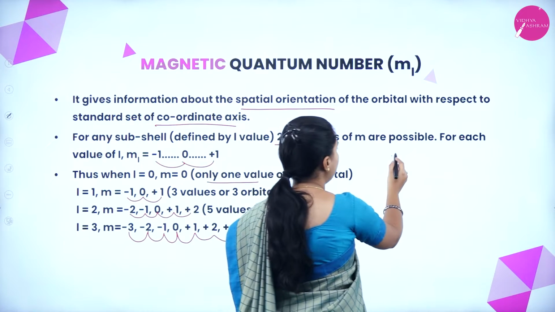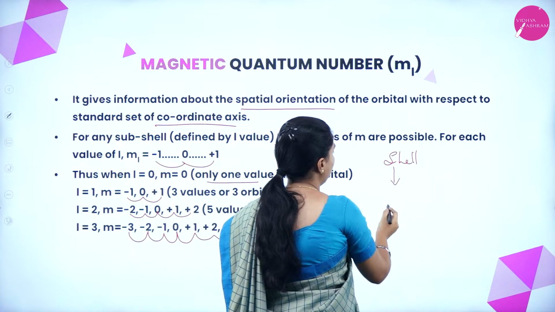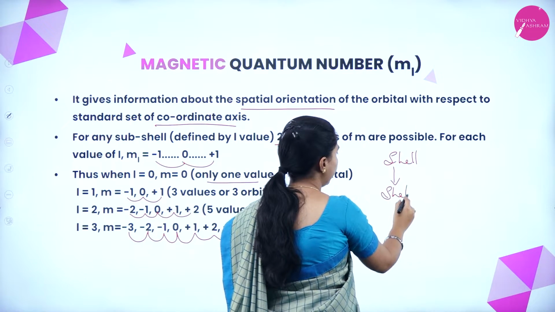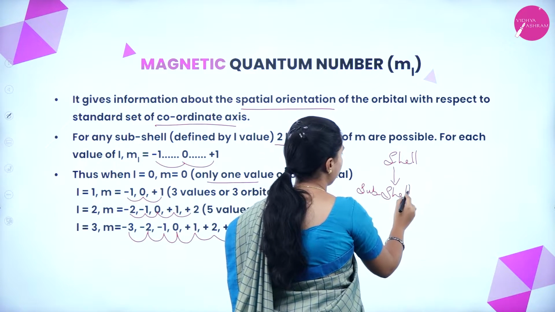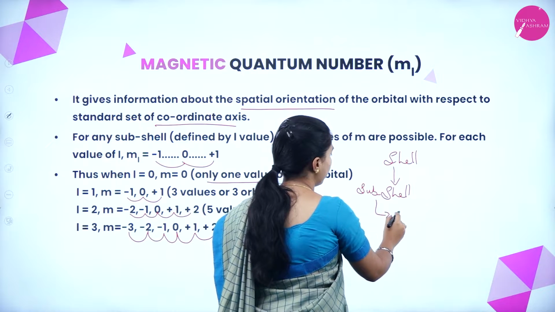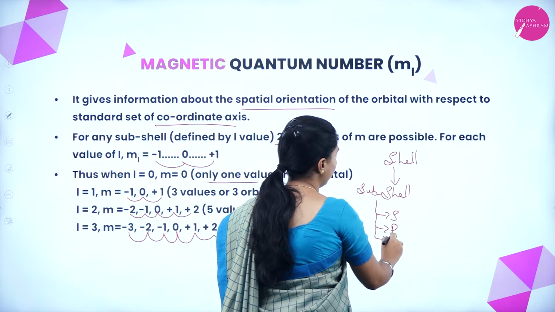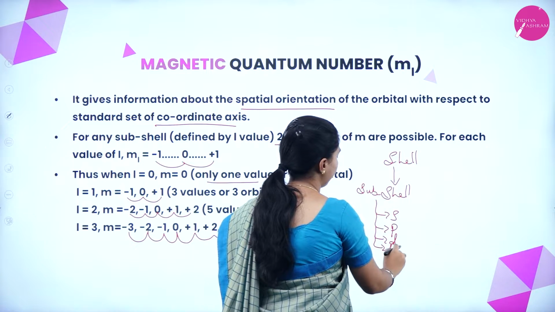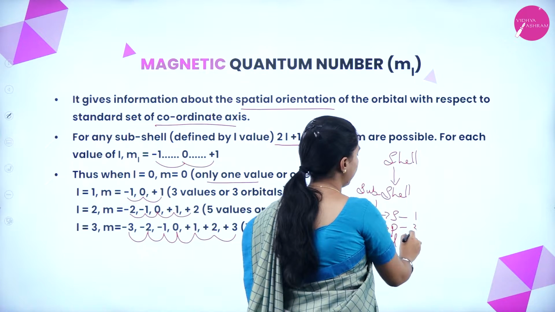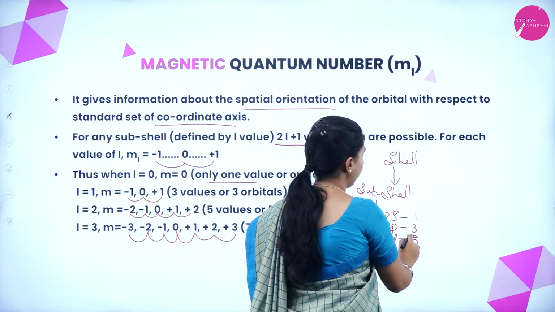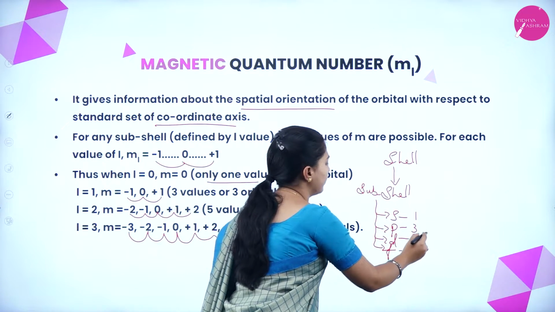See, we know that shell will be later categorized into subshells. The subshells are s, p, d and f, right? So overall orbitals are 1, 3, 5 and 7. These are the orbitals, right?